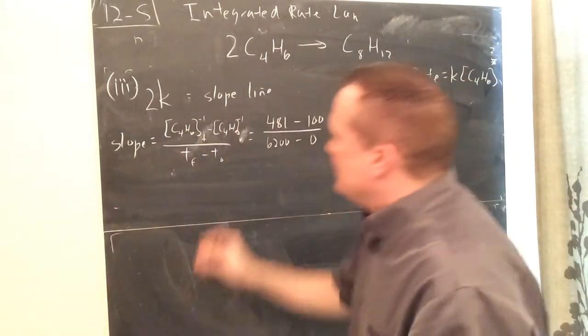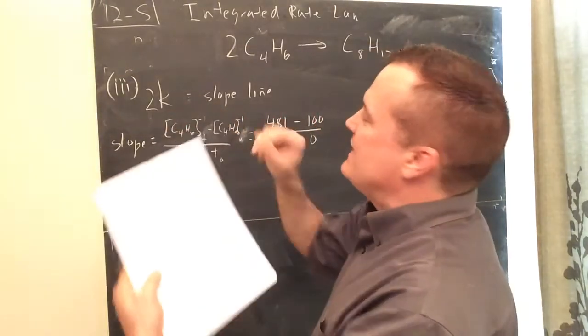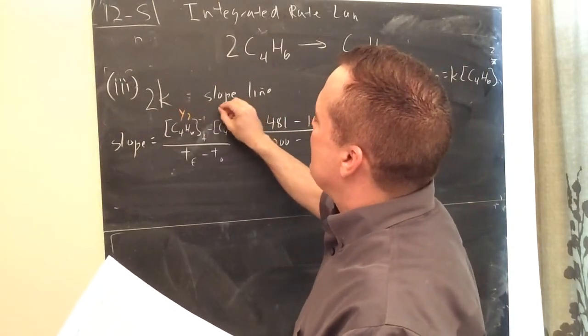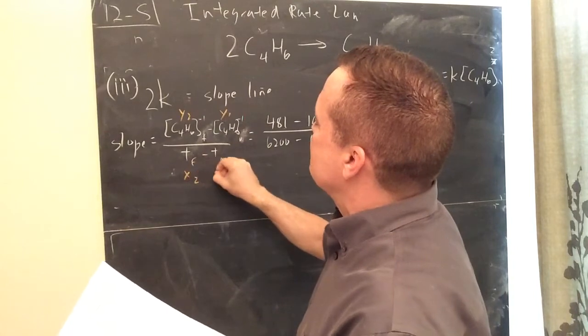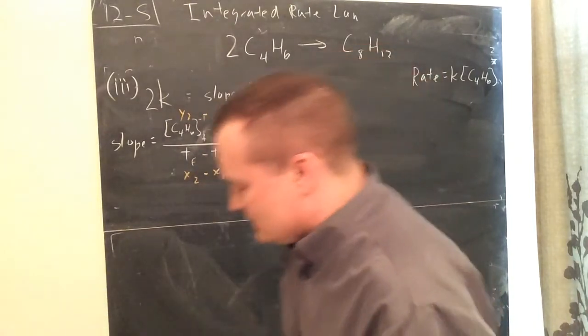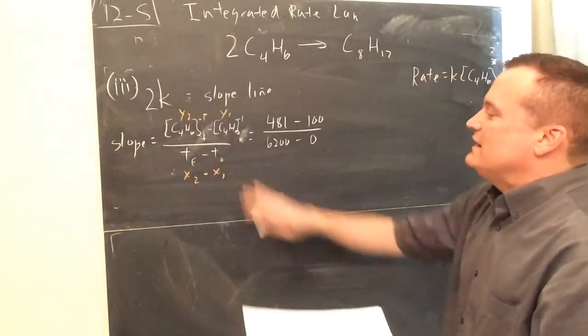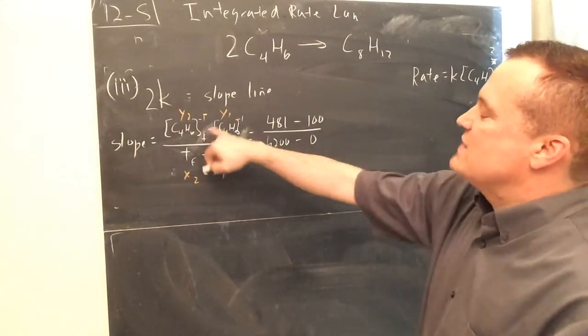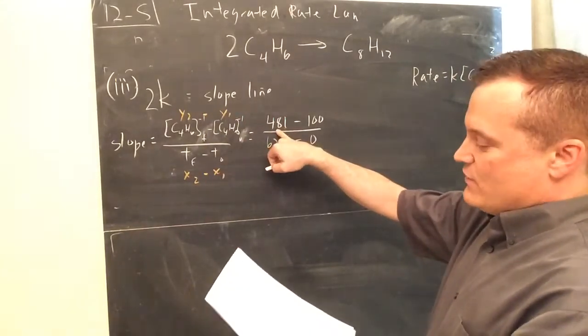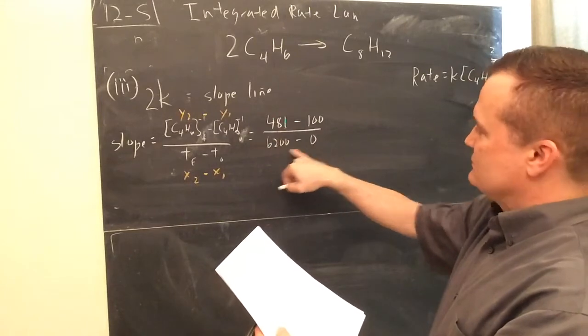And if you really wanted to, if you labeled the data as I wrote, y2 minus y1 over x2 minus x1. You can write that too. You don't have to write any of this at all. You can just write the numbers. I'm just telling you that's where it came from. 481 minus 100 over 6200 minus 0.